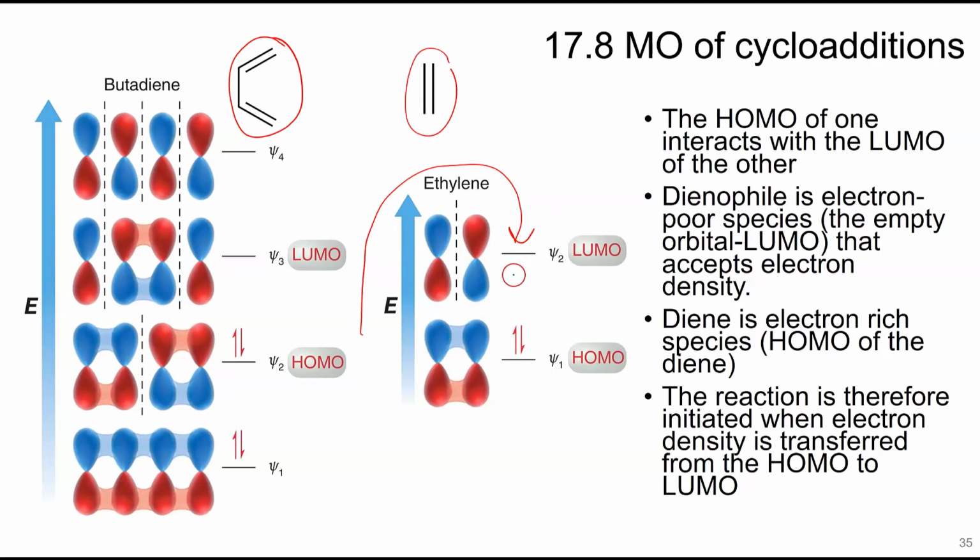The dienophile, which is the alkene, is the electron poor species. That's where the electrons are going to go into the LUMO. So the LUMO will accept those electrons. And the butadiene is the electron-rich species, and the HOMO is going to contribute its electrons into the LUMO. The reaction is therefore initiated when electron density is transferred from one into the other. So electron density flows from the filled orbital of the HOMO into the empty orbital of the LUMO.